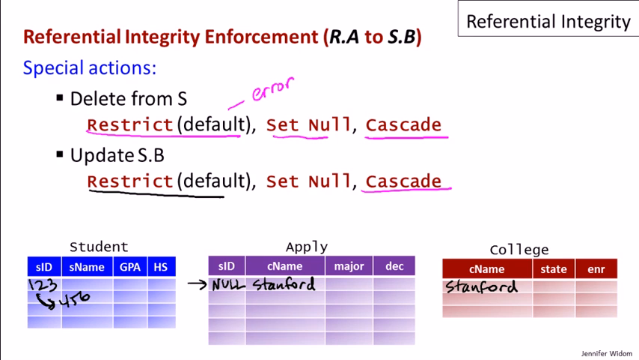And now let's say that somebody comes along and says, I think Stanford is spelled wrong. It's actually spelled differently. Well, that's actually a common misspelling for Stanford. The first one was correct. But if someone makes this change, if we have the cascade option for the referential integrity constraint between apply CNAME and college CNAME, then that update will be propagated to any referencing values. So in that case, automatically, this Stanford and any other Stanfords in the apply table will be updated automatically to the new spelling.